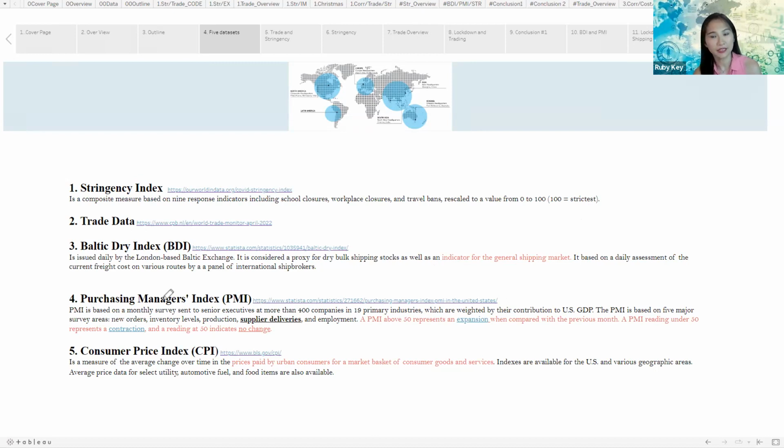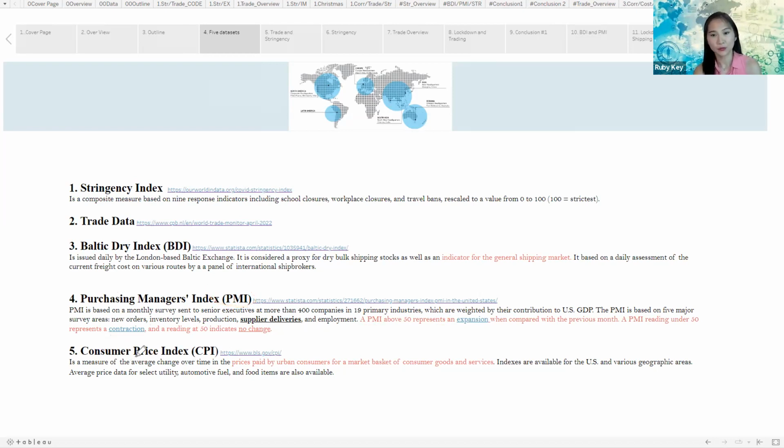Next is the purchasing managers index. This is done by giving out surveys to big companies that have a huge contribution to GDP and asking their new orders, inventory levels, and how they feel about the future. A PMI above 50 indicates an expansion. Otherwise, less than 50 indicates a contraction. So this PMI here will be a proxy for our shipping time.